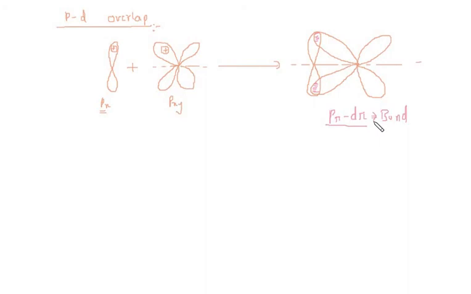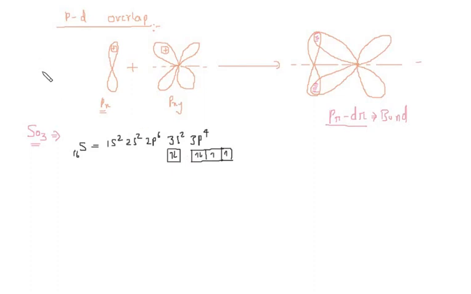Okay, let's have an example of p pi d pi bond. Here I am having an example of SO3. As we know that here the central atom is sulfur. Sulfur is having atomic number 16, so its electronic configuration is 1s2, 2s2, 2p6, 3s2, 3p4. P orbital is having totally 4 electrons, and s is having 2 electrons. And we know that the Lewis dot structure of SO3 is somewhat like this.